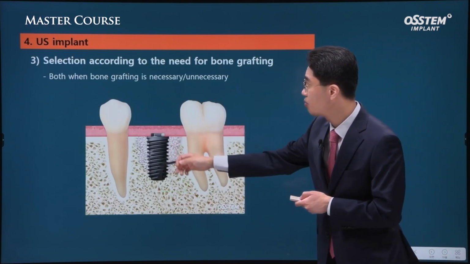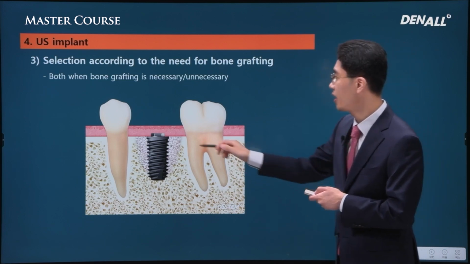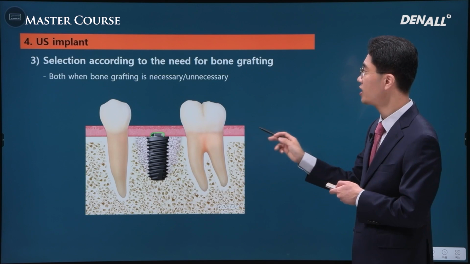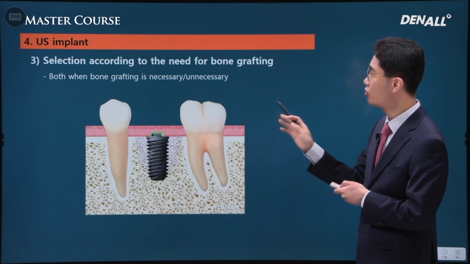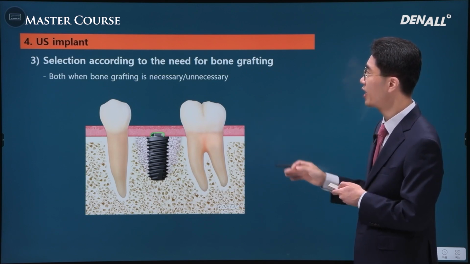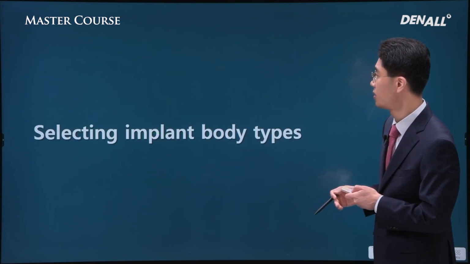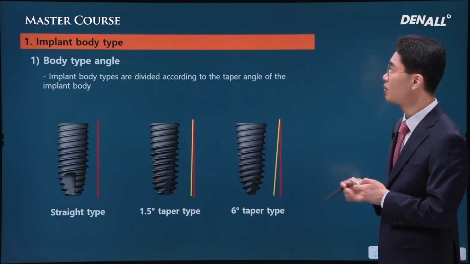If the US implant has been placed, the hex goes on top of the bone level, and you can do a bone graft or forgo it. Regardless of the situation, you can use the US implant. Let's look at implant body type.